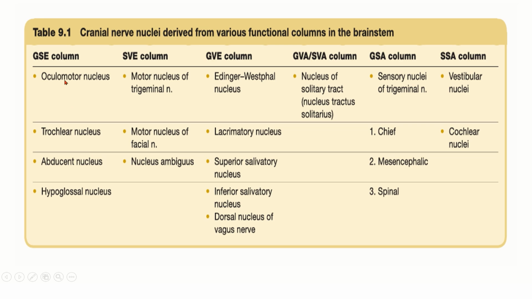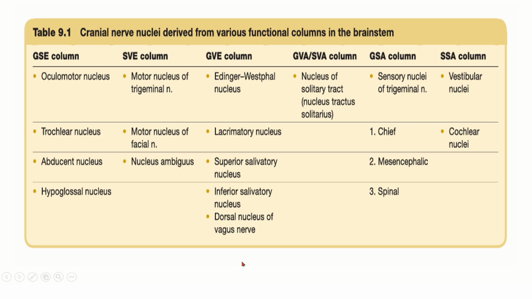So you can see here, the general somatic efferent column includes the oculomotor nucleus, trochlear and abducent nucleus, which supply the extraocular muscles of the eyeball, which are not developed from the pharyngeal arches, and the hypoglossal nucleus supplying the tongue, which has muscles that develop from the occipital myotomes. The special visceral efferent column has the motor nucleus of the trigeminal nerve, motor nucleus of the facial nerve, and nucleus ambiguus, which supply the muscles which develop from the pharyngeal arches.